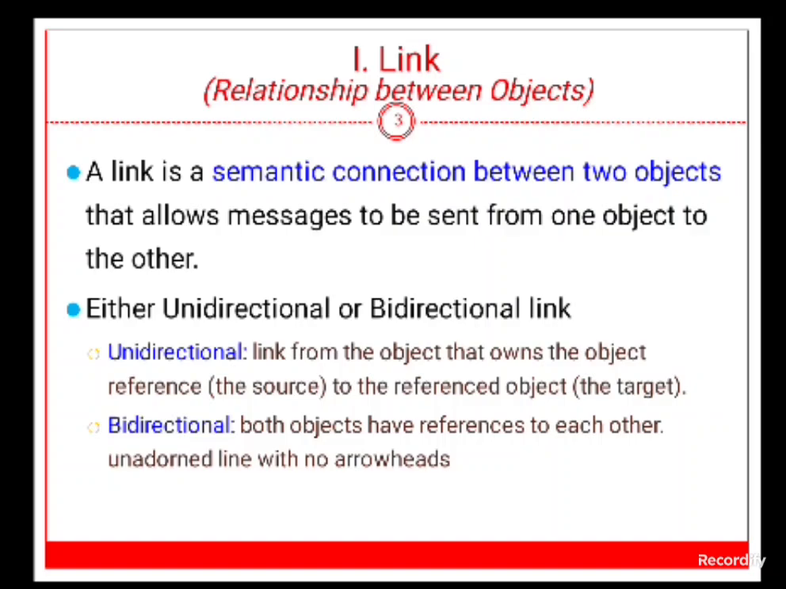So next one is link, that is relationship between objects. A link is a connection between two objects that allows them to exchange messages. A link can be unidirectional, where communication happens in one direction, or bidirectional, where both objects can communicate with each other.